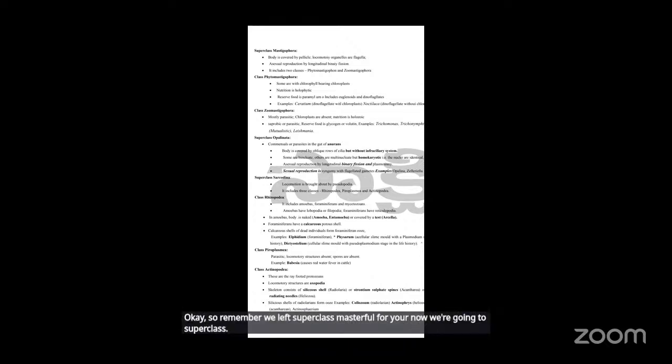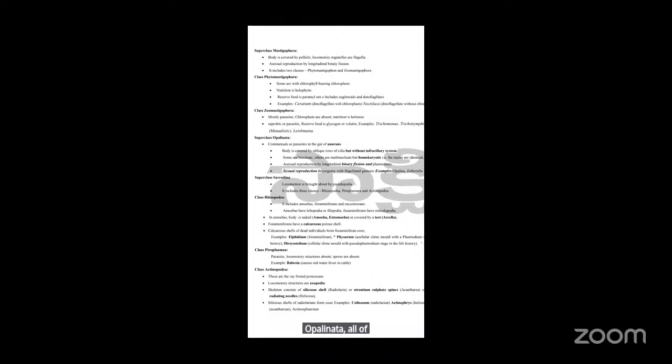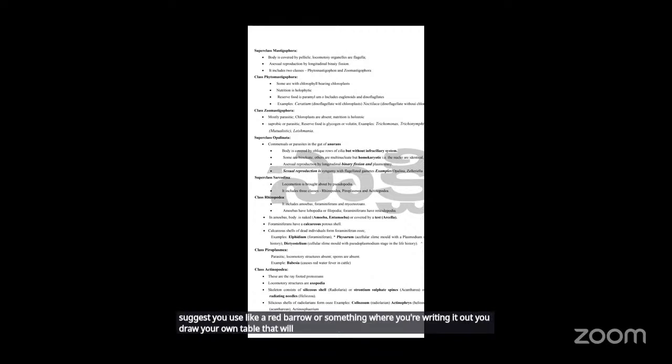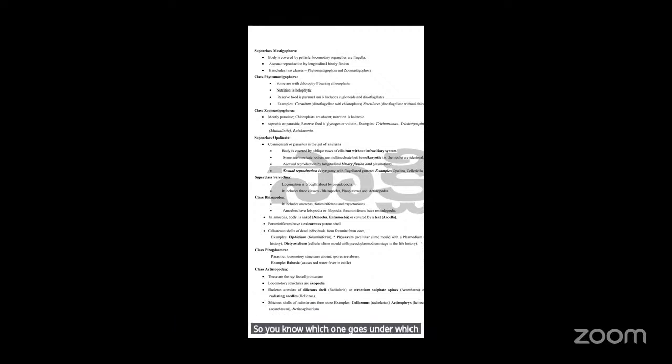Okay, so remember we left superclass Mastigophora. That was where we found Phytomastigophora and Zoomastigophora. Now we're going to superclass Opalinata. All of this is still under subphylum Sarcomastigophora. It might look like a lot of words, but if you can, I would suggest you use a red biro or something when you're writing it out. Draw your own table, that will help you understand it, so you know which one goes under which one. You won't confuse it, because it's very easy to mix up all these Mastigophora.